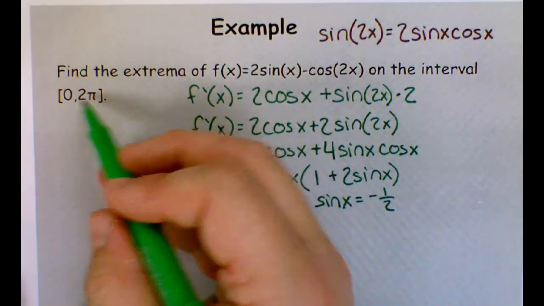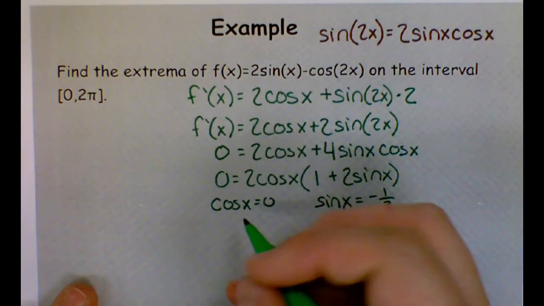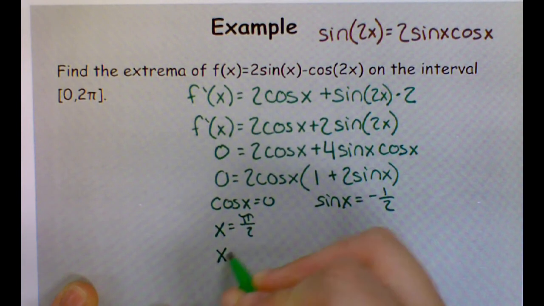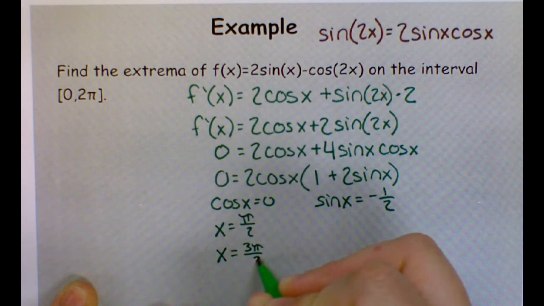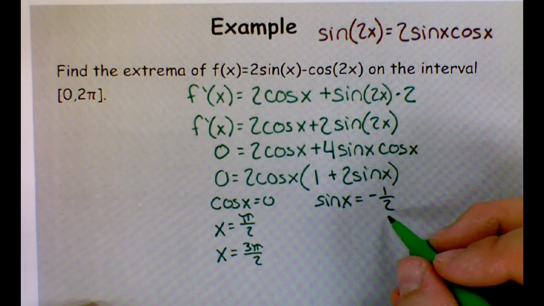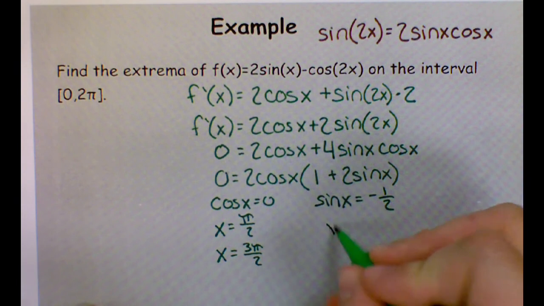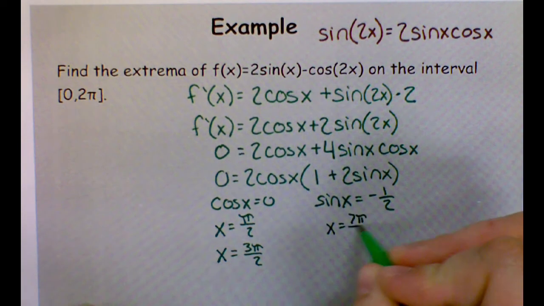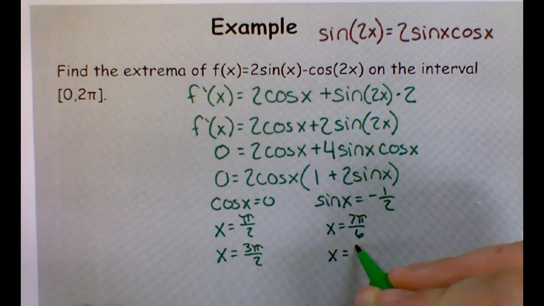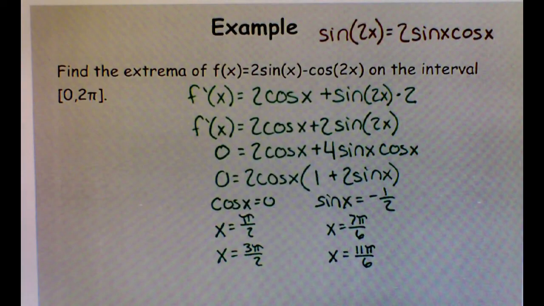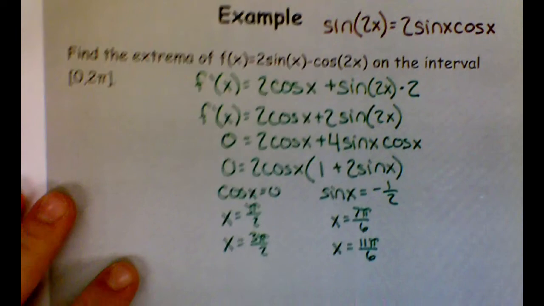All right, we're just going between 0 and 2 pi. So the cosine of x is 0 at pi over 2 and 3 pi over 2. The sine is -1/2 at 7 pi over 6 and 11 pi over 6. Those are my critical numbers. Now we calculate each coordinate. Remember, we go back to the original function for each of these.